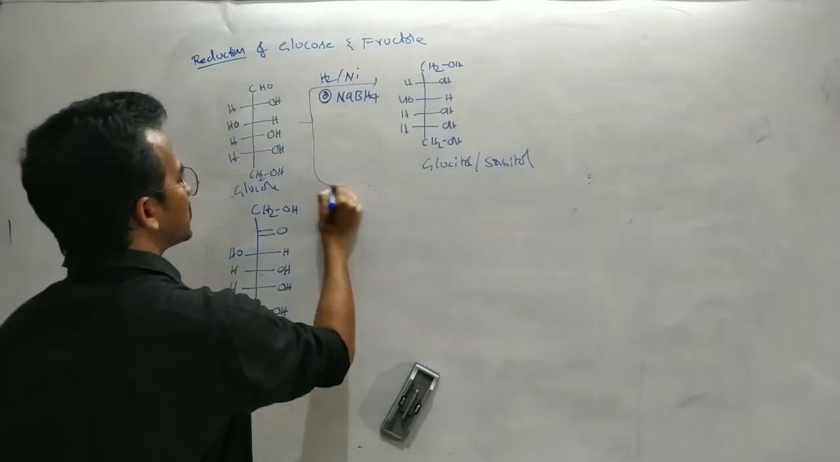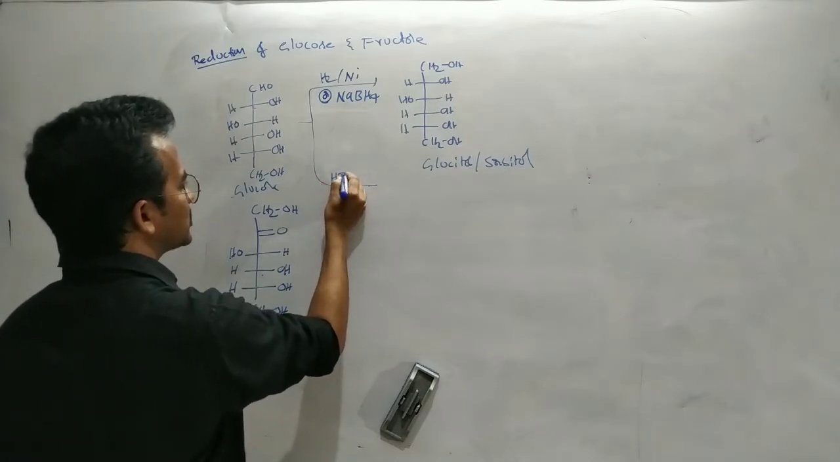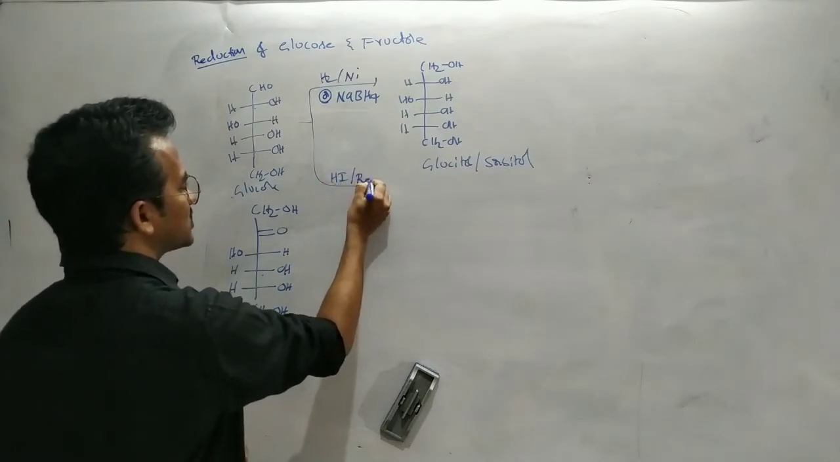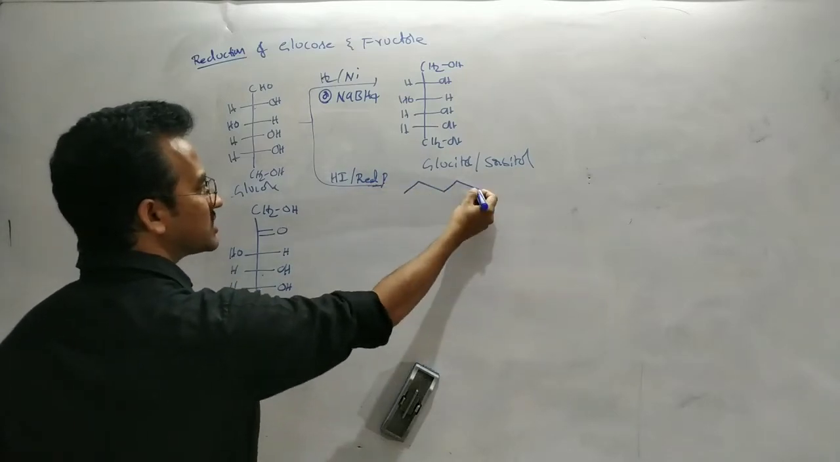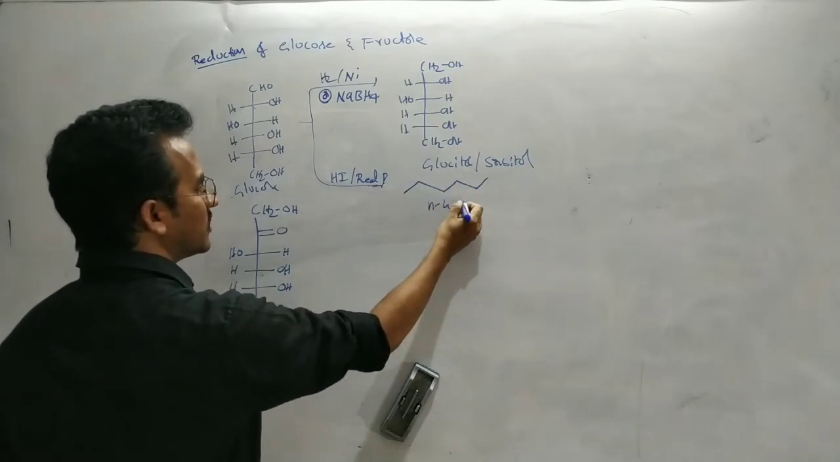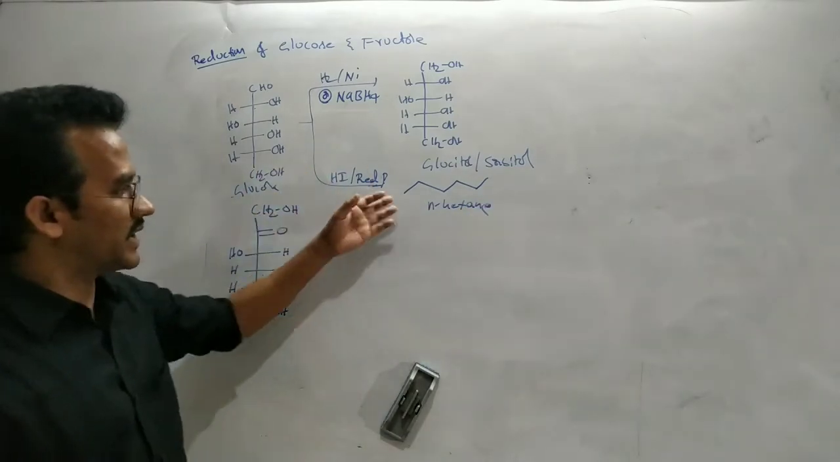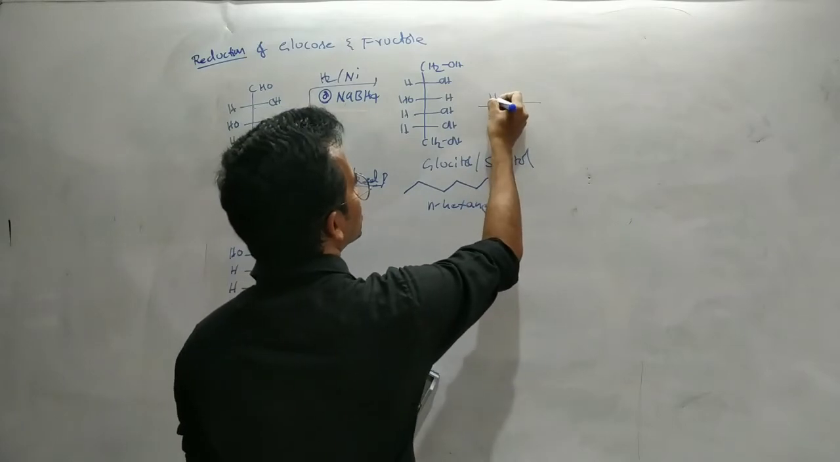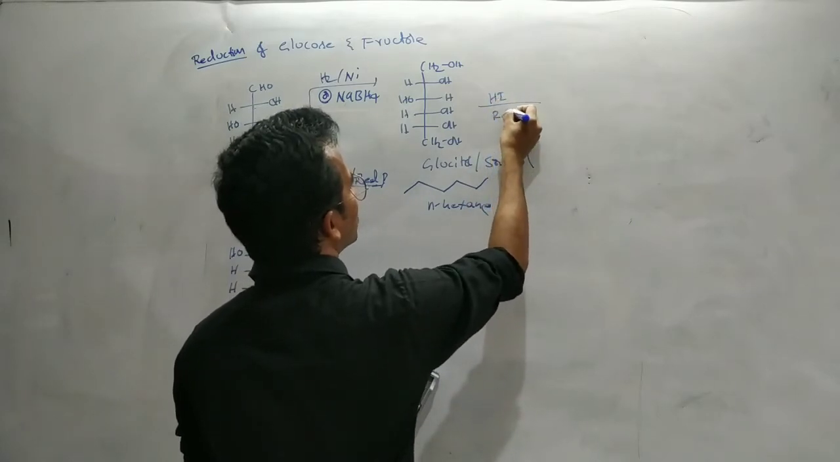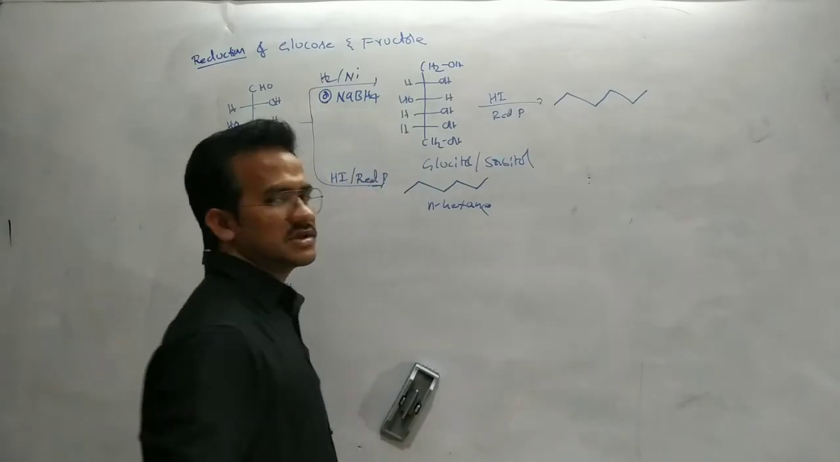Now here, reduction with HI. HI is also a reducing agent. In the presence of red phosphorus, we'll get N-hexane. It is a complete reduction of that glucose. Okay, a complete reduction. Of course, fructose on reduction with HI in the presence of red phosphorus, the product is the same. Okay, N-hexane is the product.